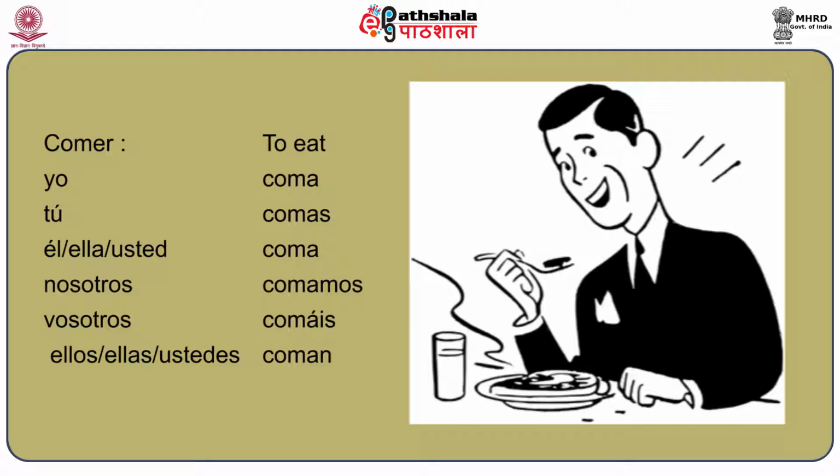In step 2, we take off the final O of the yo form, and we have to add now the AR ending verb patterns to the stem com. So the conjugations for the verb comer in the present subjunctive are like this: yo coma, tú comas, él, ella, usted coma, nosotros comamos, vosotros comáis, ellos, ellas, ustedes coman.